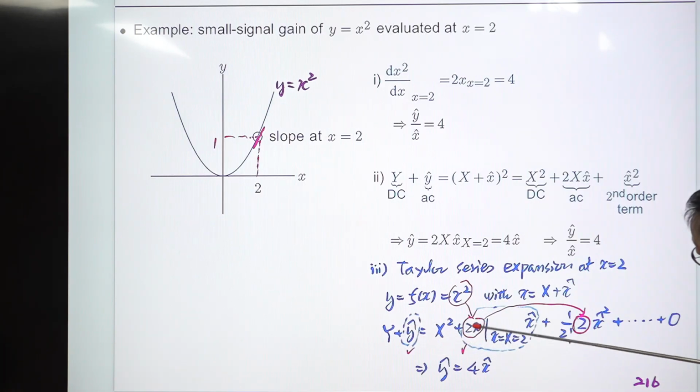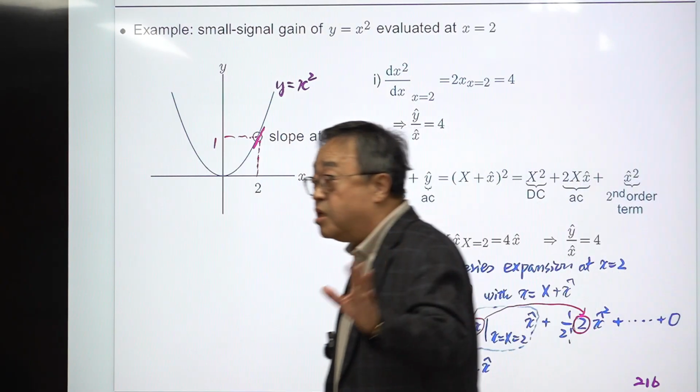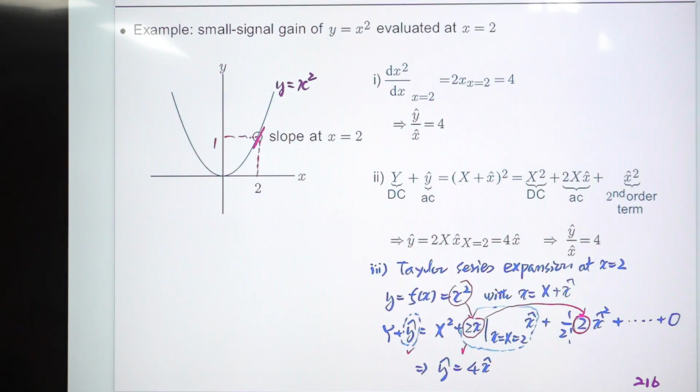Okay, so this is 4. So you have the same conclusion here, here, here. So they are the same thing. Okay, 3 different methods are the same eventually.